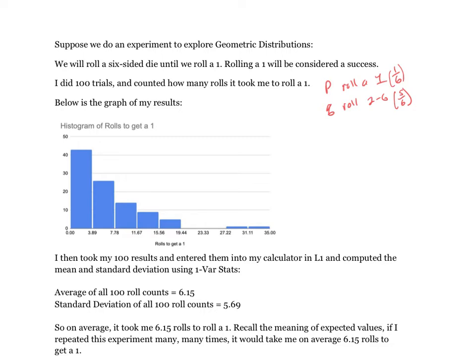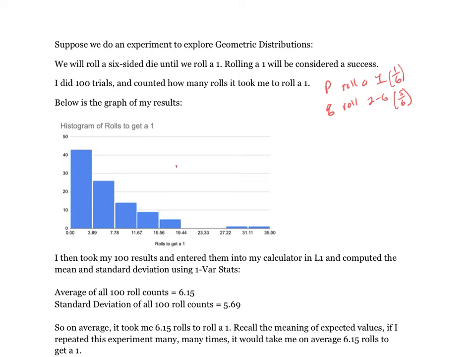So I did 100 trials of this. I took a die and rolled it until I rolled a 1. Then I counted how many rolls it took, and then I did it again, and again, 100 times, and I kept track of how many rolls it took me to get a 1. So I graphed the results in this histogram below.